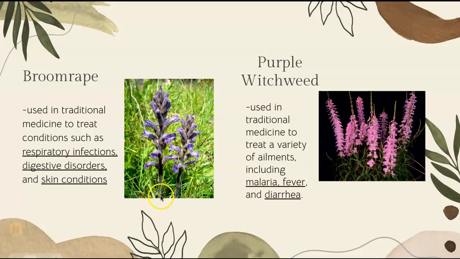As you can see in this picture right here, broomrapes are achlorophyllous, so they lack the color green because they're missing the chlorophyll. So they primarily take on more of a purple color with some yellow in the middle of it and a little hint of blue.